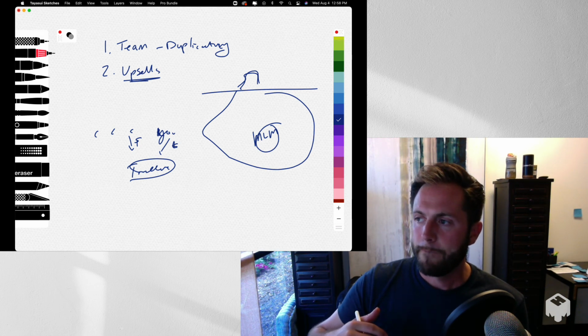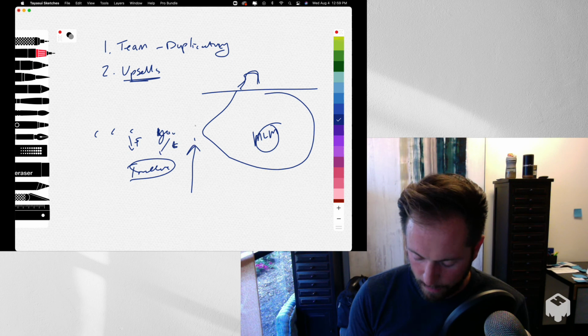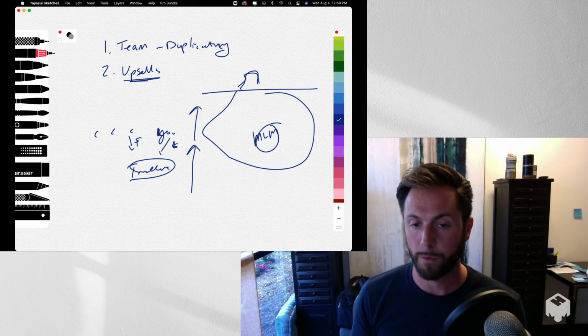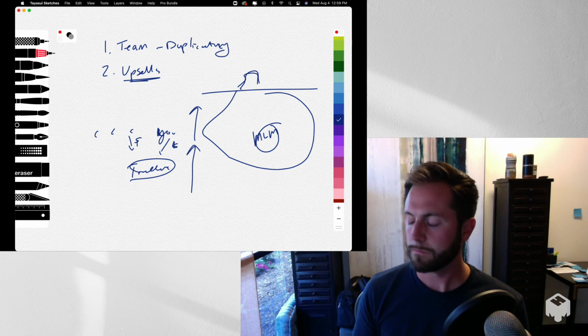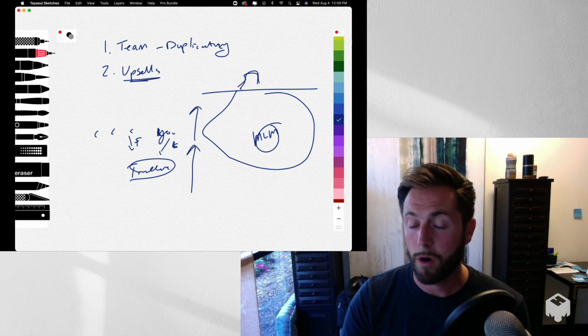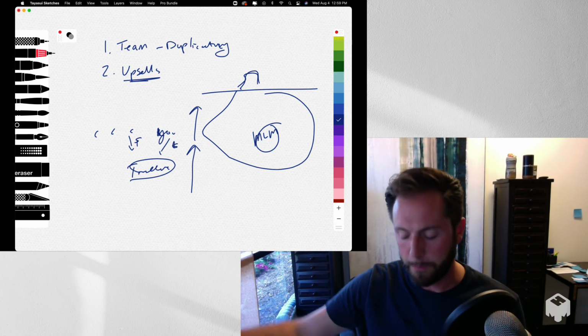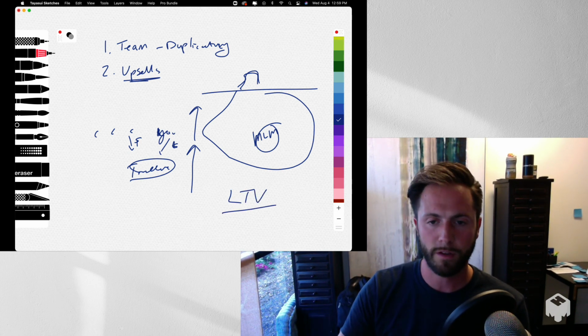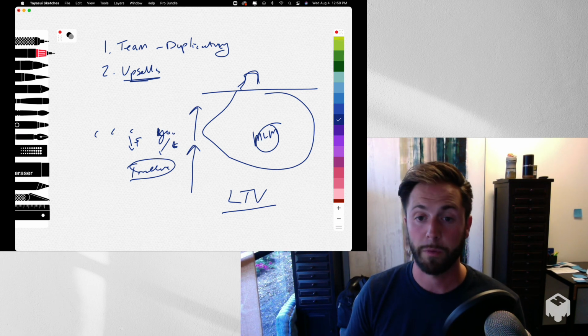If the cost per lead keeps going up, and it will forever, they're going to continue to go up forever, you need to make more money from your leads over time. You need to have a stronger lifetime value, and you only do that by serving your team, serving your customers over a long period of time.